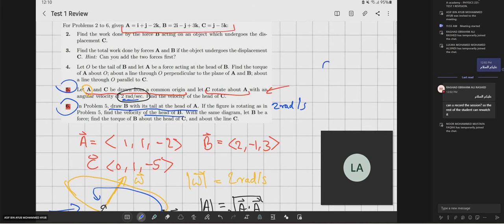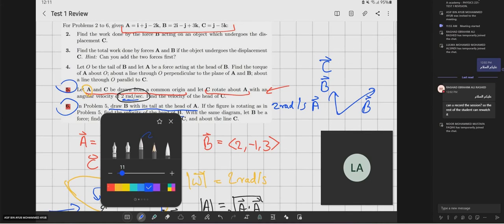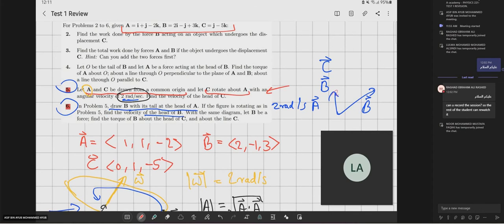So what we did for C, we have to do it for B now. But in this case, it's not the vector B itself, it's starting from A. We're talking about this vector, with its tail at the head of A. So if this is A, this is the vector they're talking about, the vector AB, if you will. Okay, so it's rotating as in problem 5. Find the velocity of the head of B.